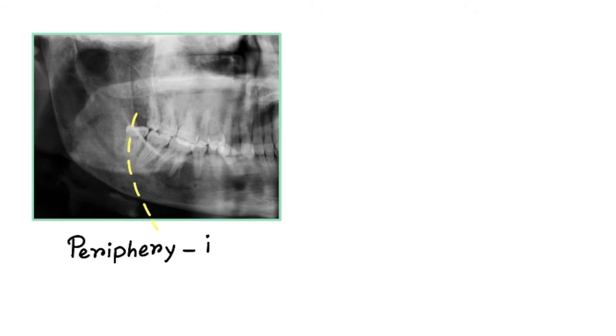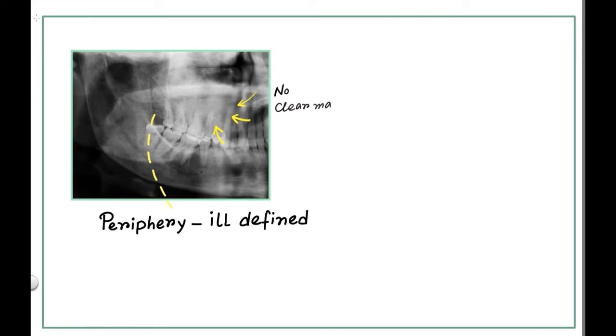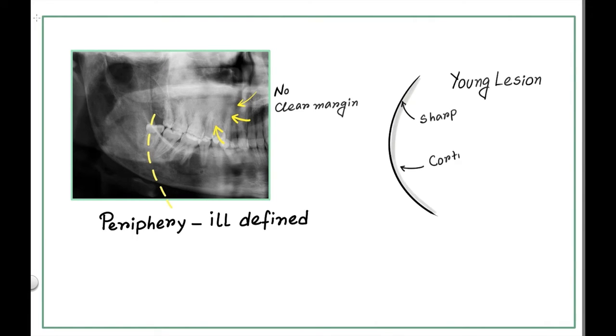Now let's discuss the periphery. The periphery of the lesion is most commonly ill-defined and blends imperceptibly with normal bone. If you see, other radiopaque lesions have a demarcated border, so this point is worth remembering. The periphery of young lesions sometimes appears to be sharp and even corticated.